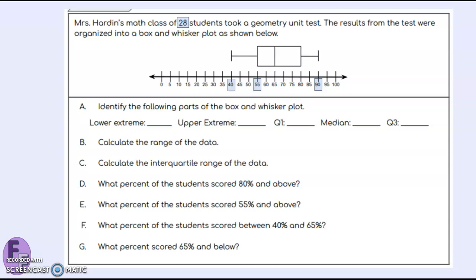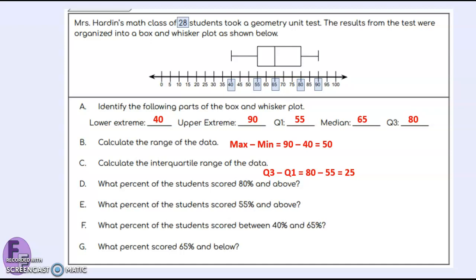Q1 is 55, where Q3 is 80, and Q2 is 65. So the lower extreme would be our 40. The upper extreme is 90. Q1 is 55, median is 65, and Q3 is 80. The range is the maximum minus the minimum, or 90 minus 40, which equals 50. The interquartile range is Q3 minus Q1, or 25.